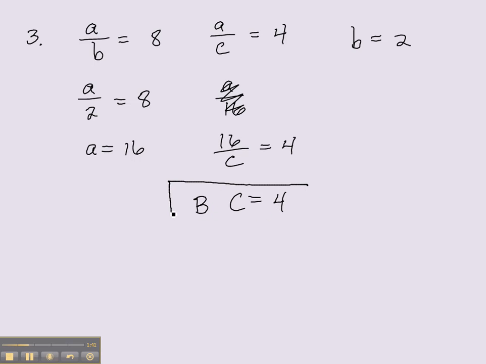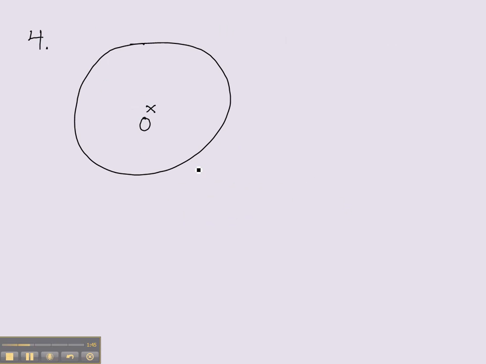Number 4. We have a circle. We're told that J, K, and L lie on the circle, and the center is point O. I'm going to mark the center with an X. JK passes through O, so JK must be a diameter. Let's call this side J and this side K. And L is some other point on the circle.